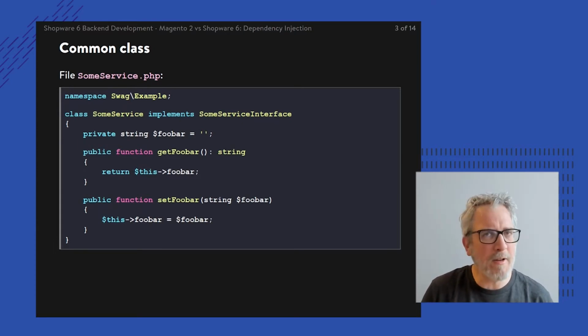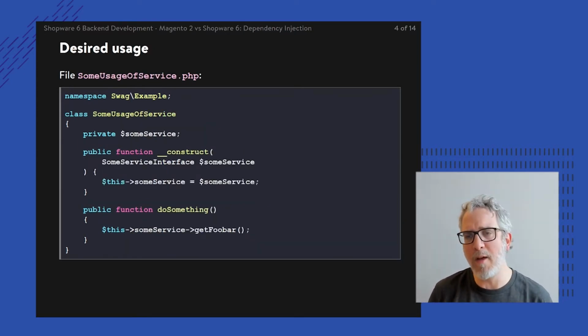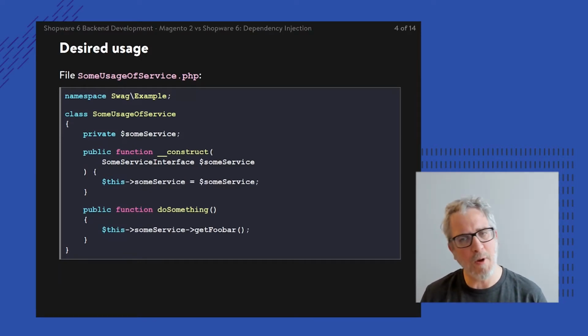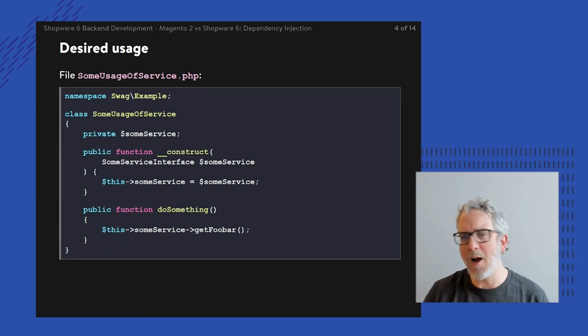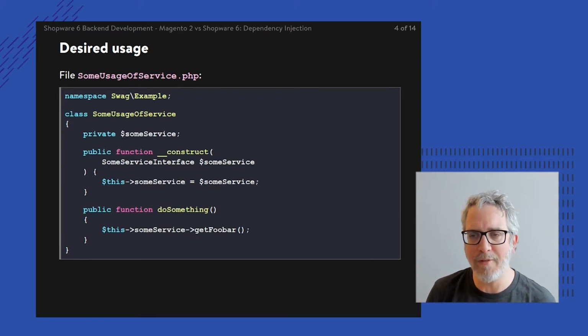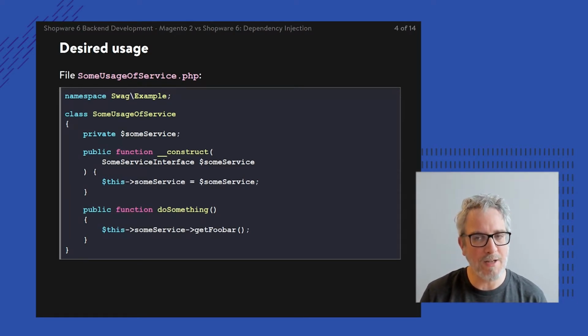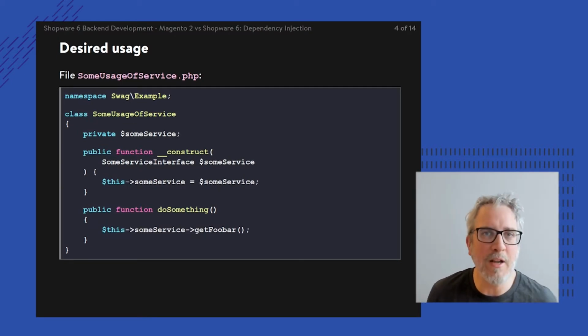In a similar case, we can come up with a dummy class like this one. It's a third piece of the puzzle, some usage of a service. I don't really care about how or where it's being used. It's just a class that is injecting itself with that interface that we've just created. And that interface is now suddenly being instantiated into an object. If you know your PHP, you know that this is actually impossible.